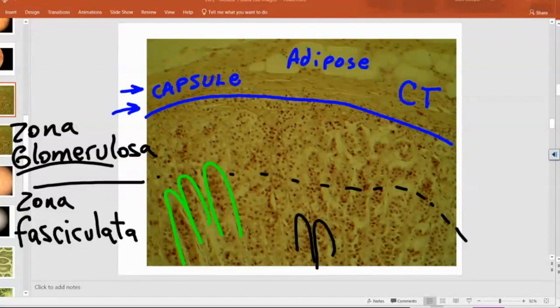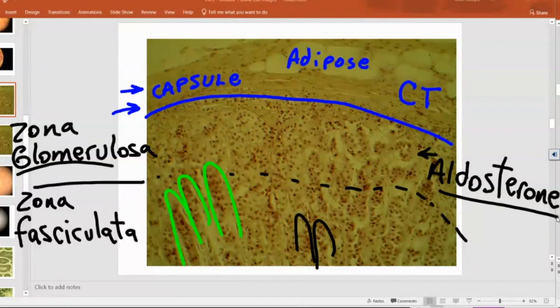This group of cells makes one hormone, and the group of cells below it here makes a completely different hormone. So what we're doing now is we're taking information off the page and putting it on a picture so that we have another way to recall it. Go ahead and look for me on your sheet. It should say the zona glomerulosa makes a hormone called aldosterone. Okay.